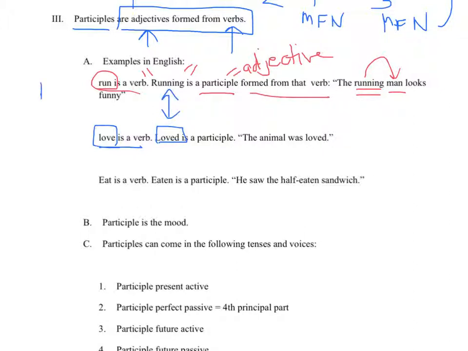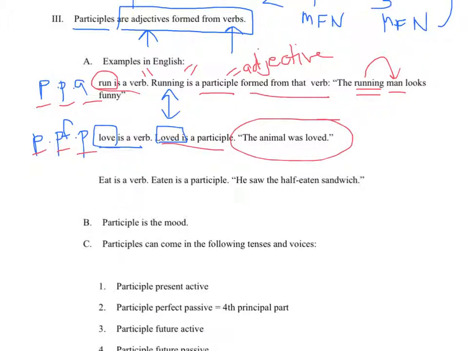The first example is a participle present active. The second example is a participle perfect passive. As usual, you have a mood, a tense, and a voice. Mood, tense, voice. So love is a verb. Loved is the participle. You can say the animal was loved. You're describing the animal with the adjective loved. Loved is the adjective or participle that modifies the noun animal.